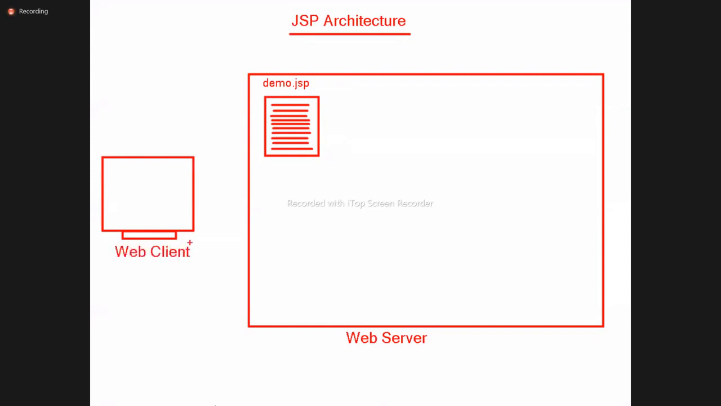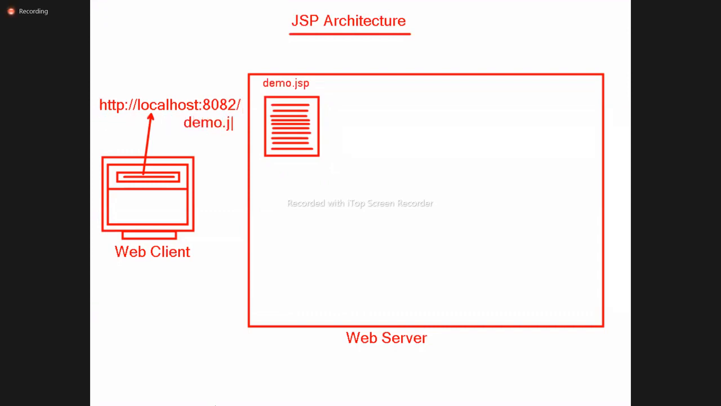From the web client, we'll send the request. The web client is nothing but the browser. In the address bar, you'll type http://localhost:8082/ and the file name, suppose demo.jsp. Then your request is passed. This request is called an HTTP request.